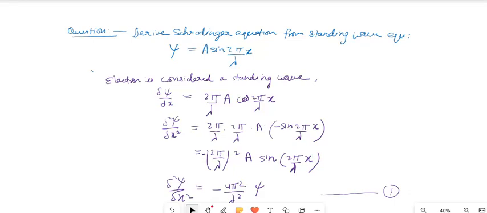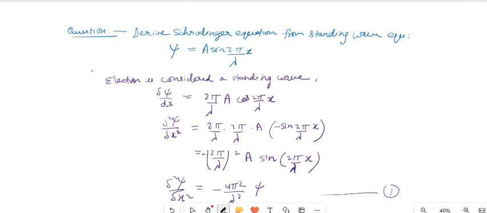The question is to derive the Schrodinger wave equation from the standing wave equation. The standing wave equation is given as psi is equal to a sine 2 pi by lambda into x. To solve this, we consider the electron as a standing wave, whose equation is psi, the wave function, equal to a sine 2 pi by lambda x, where x is the position in the x direction and lambda is the wavelength. First of all, we will differentiate this equation with respect to x.